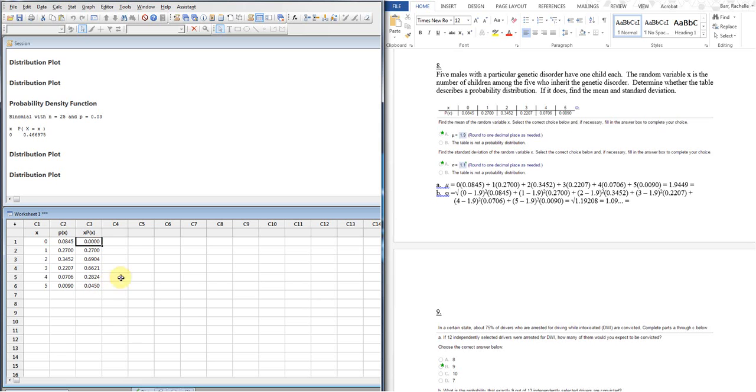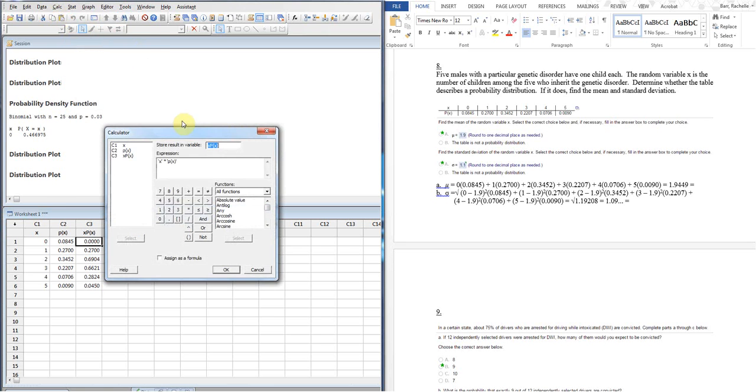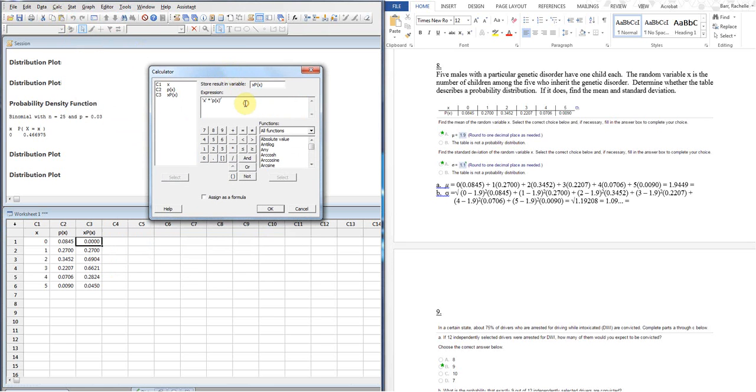Oh, darn. So then the next thing I need to do is I need to calculate the sum. So I'm going to go back to calculator. And then what I want to do is I don't want to store this in a column. I'm going to do the sum, which if you want, you can find sum in here. Sum. And then I got to put what I want in there. I want to sum x times p of x. And hit OK.